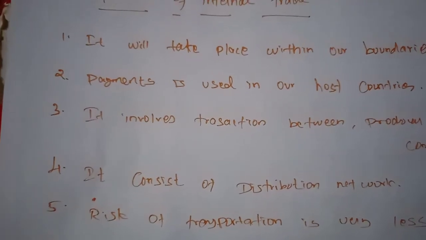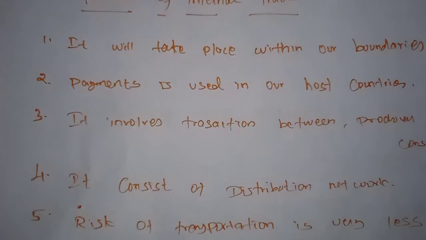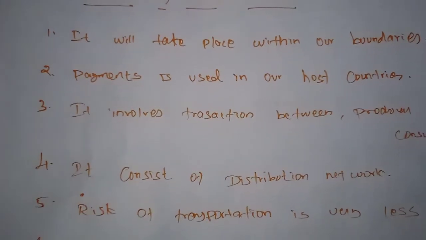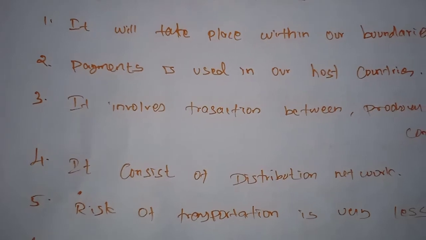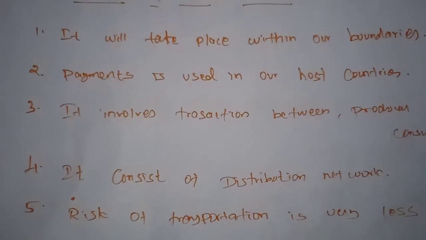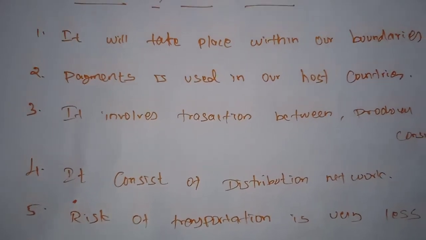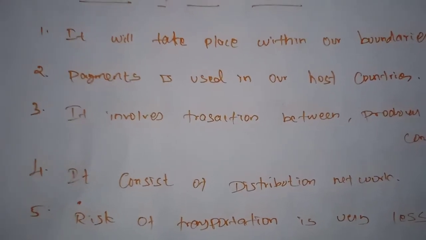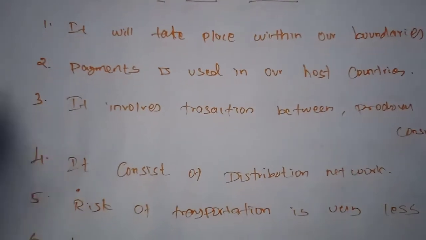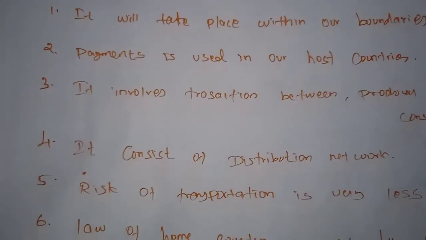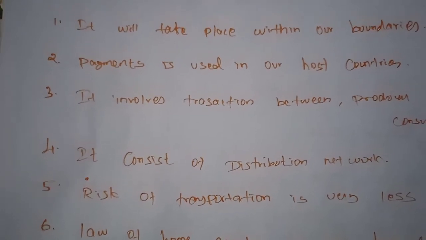Next, the payment for goods and services is made in the currency of the home country. Whatever type of commodity is purchased and sold within the country, only our home country's currency is used for purchasing or selling the goods. Next, it involves transactions between producers, consumers and middlemen.